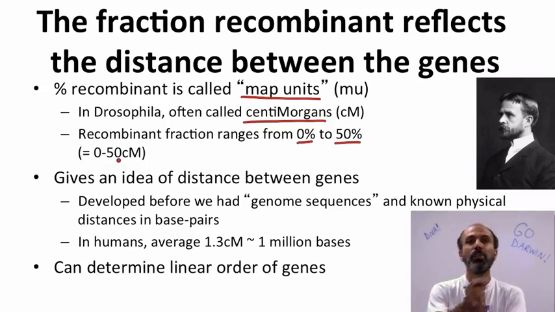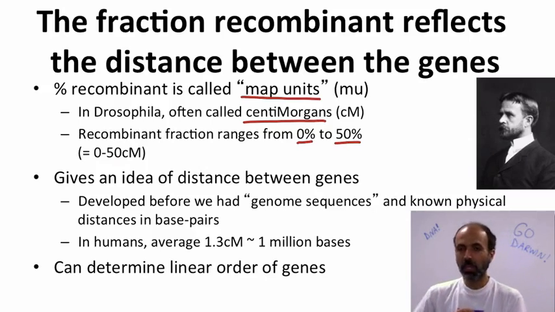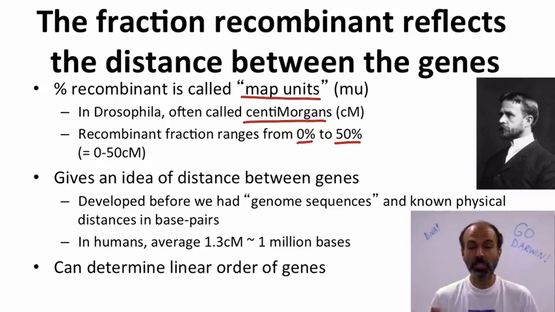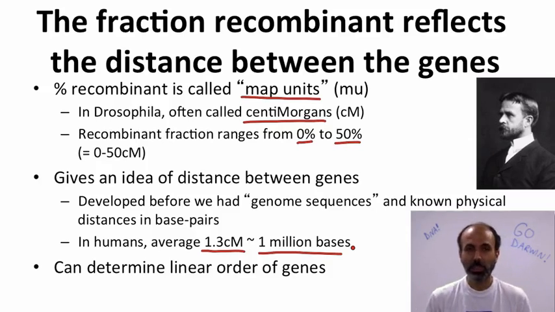And this was known like 100 years before we had the first genome sequence. Not quite, but close to it. And at this point, we had a way of putting together a map and saying, this gene is close to this gene, this other gene is really far away. And the genes in this case were things like these Drosophila mutations, like the cinnabar gene, the vestigial gene, the white eye color gene, things like that. In humans, just for your reference, 1.3% recombination is on average about 1 million bases. That's not exactly the case, but that gives you sort of a ballpark that you can work with. And this is used to determine the linear order, and we'll come back to how that's done in the next video.